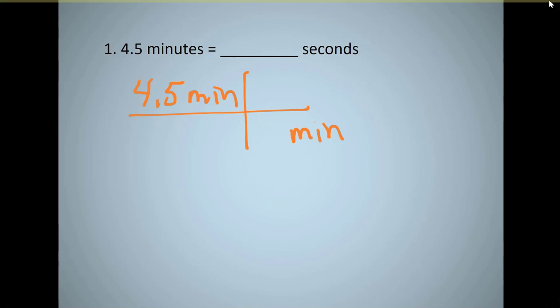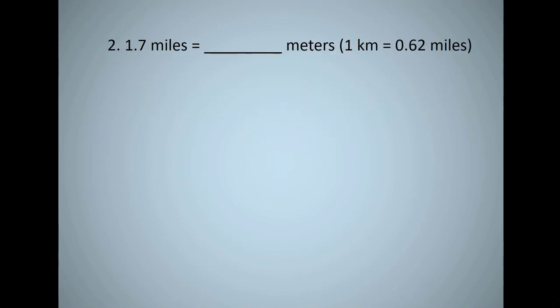And so is there a relationship between minutes and seconds? And there is. So I'm going to put seconds here on top. And I know for every 1 minute, there are 60 seconds. So that's my conversion factor, 60 seconds over a minute. And I can go ahead and multiply this out. So 4.5 times 60. And I get 270 seconds because my minutes cancel out.